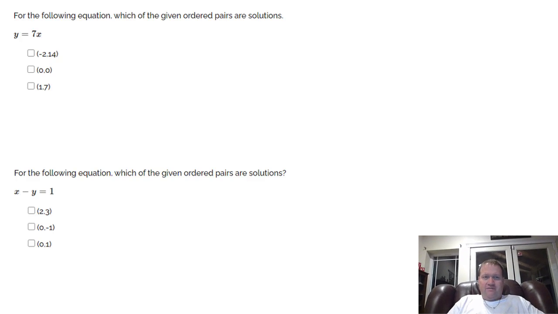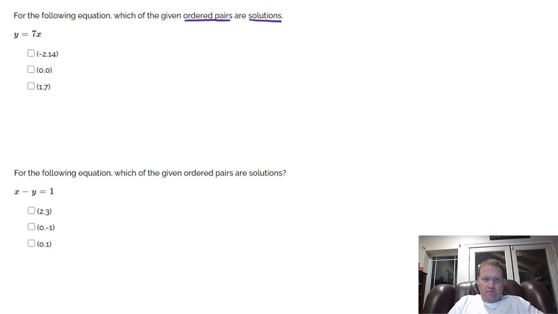One of the first skills we have to learn when we're looking at linear equations is we have to decide if an ordered pair is a solution, which means it makes it true. So we have ordered pairs here. We'd like to know which of these make y equals 7x true.